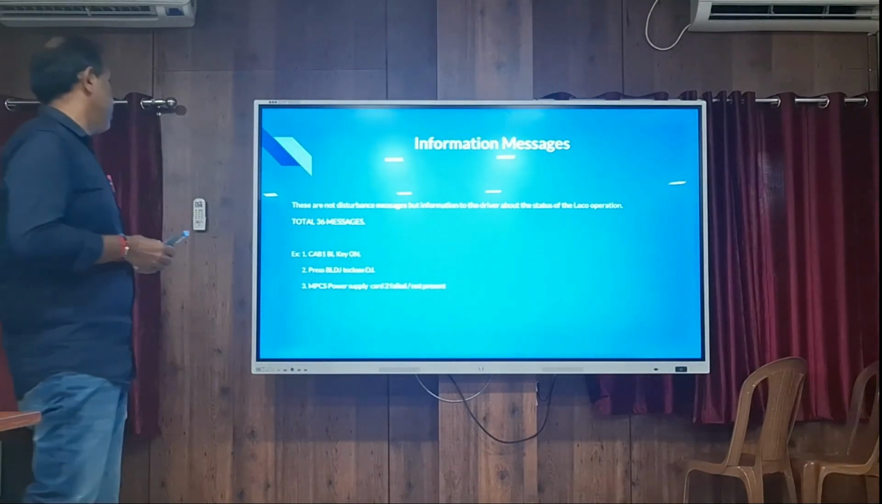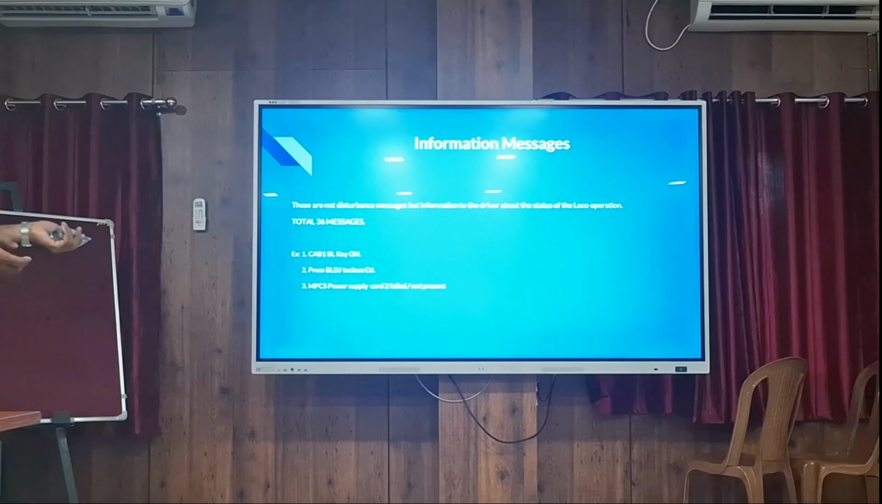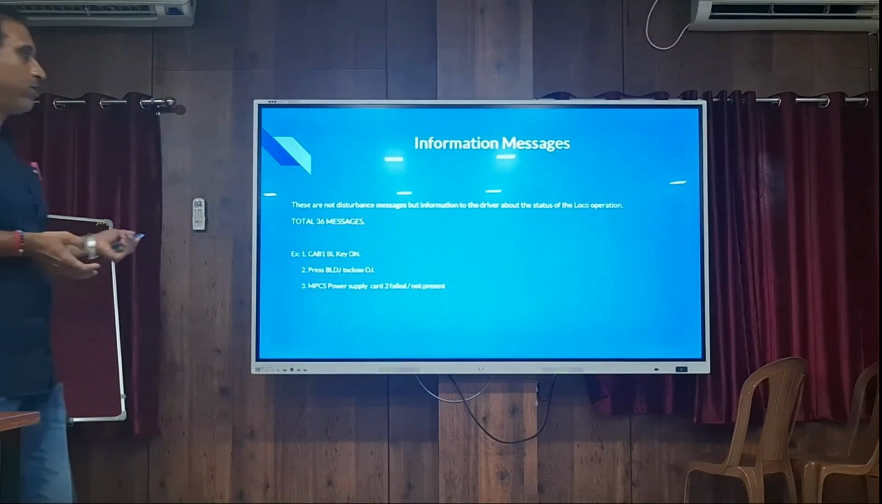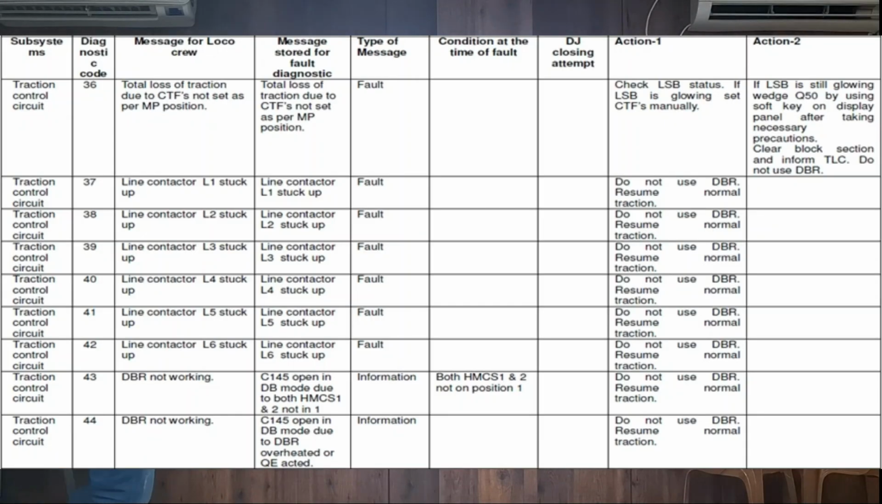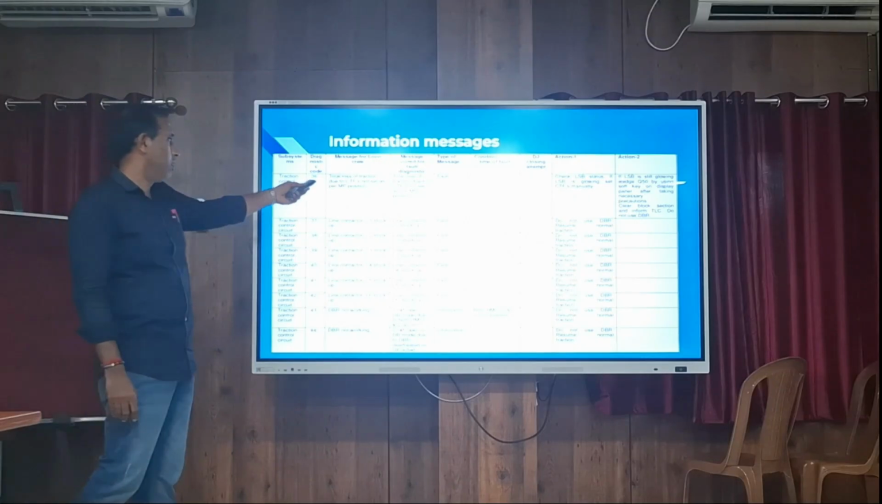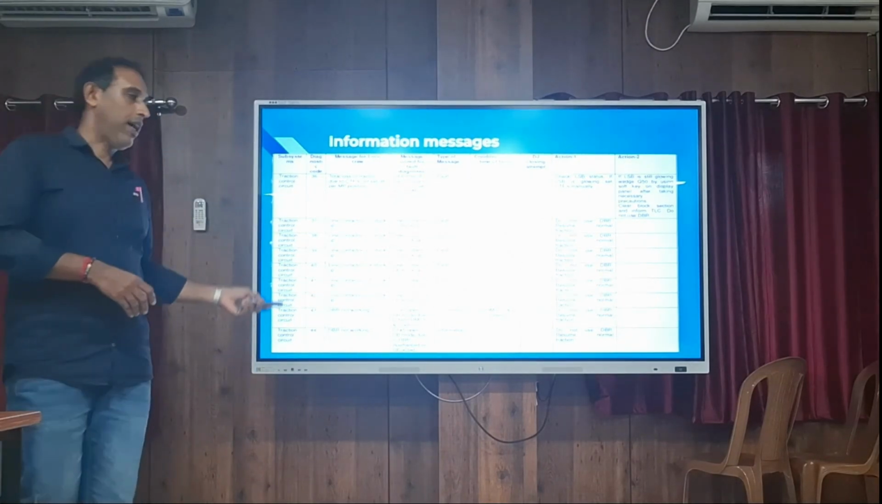These are information messages. Information messages are for driver information only. They will also be stored in data. All the messages are given a diagnostic code. This code will also come. So based on this code, he can identify each message.